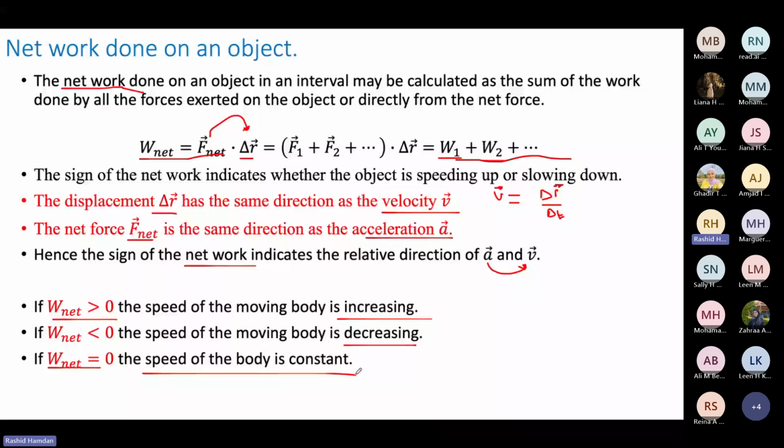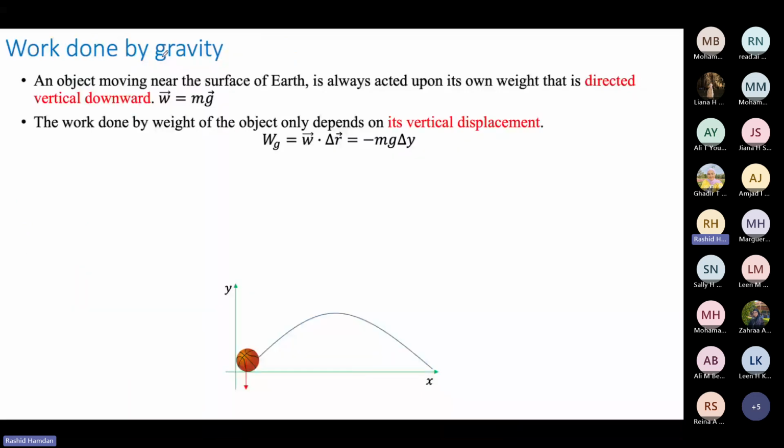So let's look at two common examples. First, the work done by the gravitational force. I have to change this, the gravitational force, not the gravity. So it's the weight. We know that the weight, the force exerted by the Earth on the object, is always directed vertically downward. So it has a fixed direction no matter what the object is doing. So the work done by the weight only depends on the vertical displacement, because it is vertical. What matters to us is the vertical displacement.